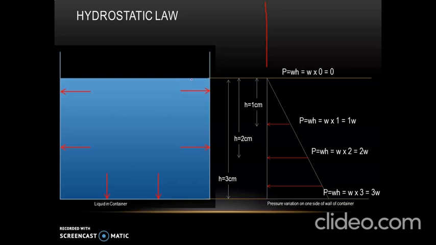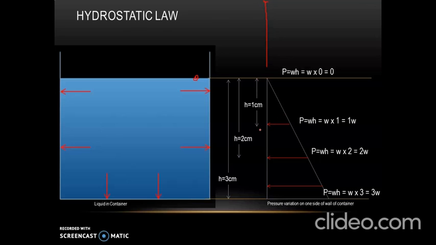On top, H is equal to 0. And we know the equation to find pressure, that is P is equal to W into H. W is specific weight which remains constant for all the depths. So W is taken out and H on the top surface of the liquid is 0. So since H is equal to 0, P will be equal to 0. So pressure on the top surface of the liquid will be equal to 0. So we will mark a point here to begin with.